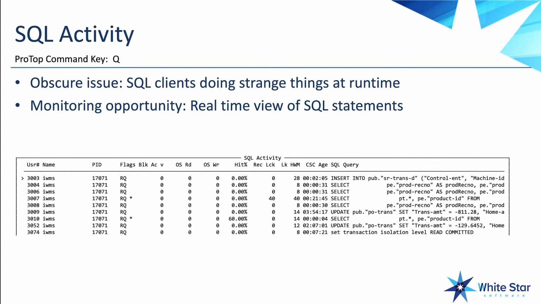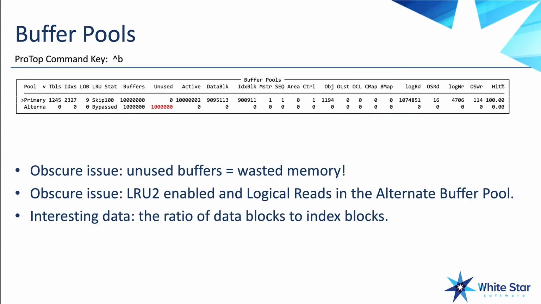Oh, look at that. We're locking records. We have transactions. How can that be? The buffer pool screen is a pretty interesting one. This is new with 11.7, where you can get data individually for the primary and alternate buffer pool, which breaks out certain things like the number of data blocks and index blocks.